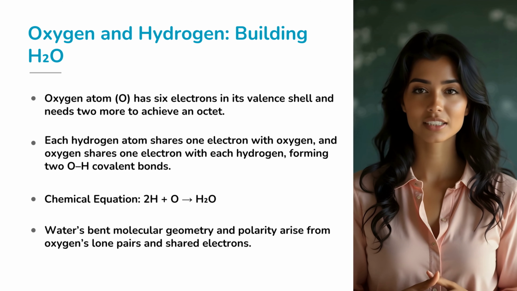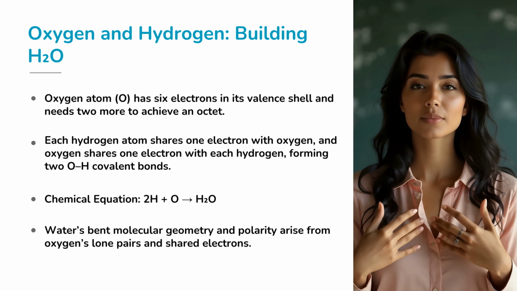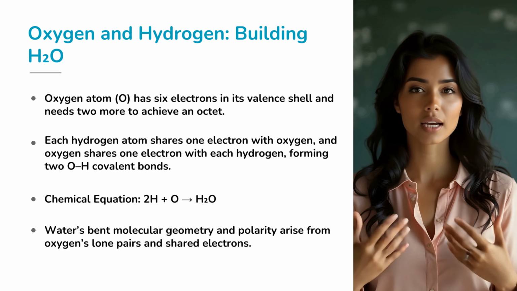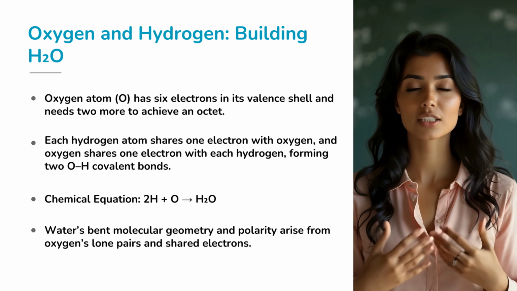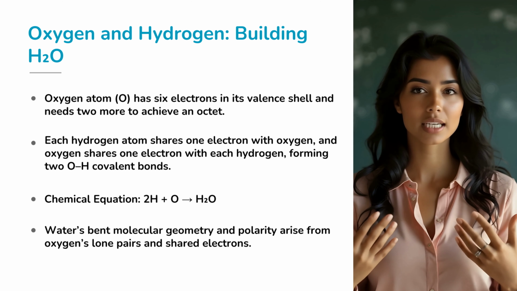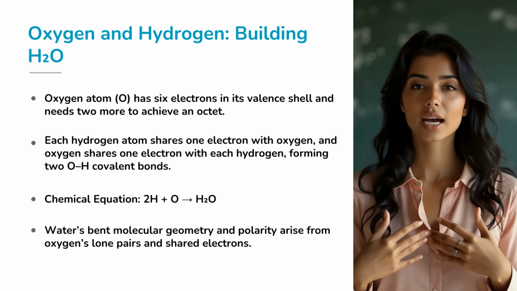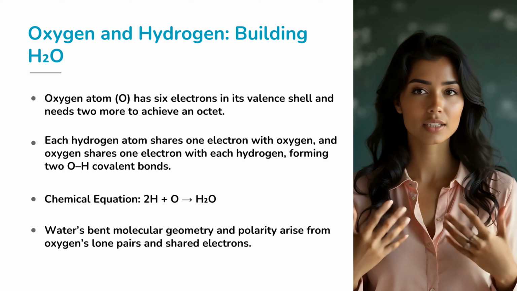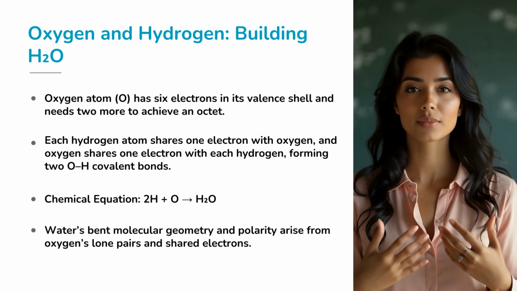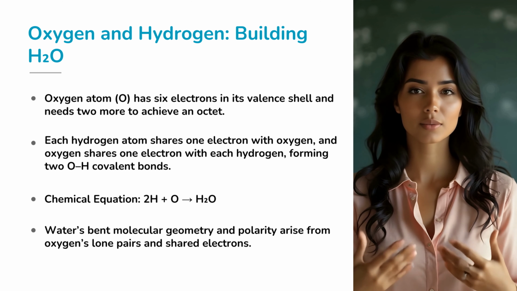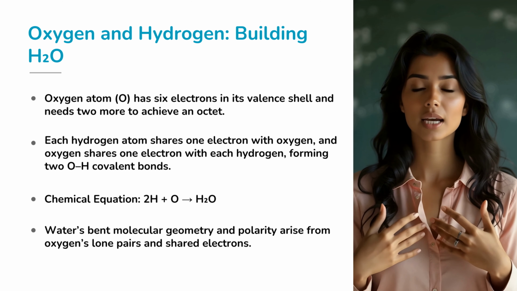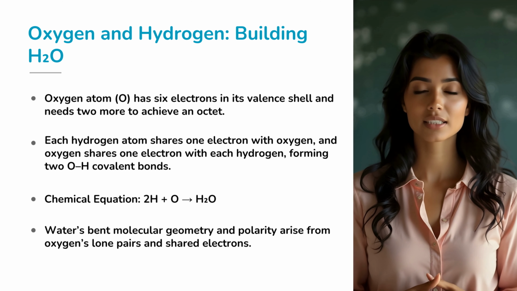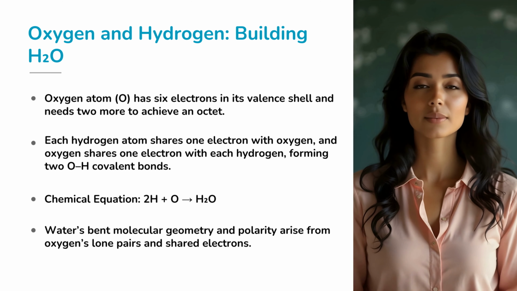Here's a reaction you witness every day, the formation of water. Oxygen atom, symbol O, has 6 electrons in its valence shell and needs 2 more to reach an octet. Each hydrogen atom brings 1 electron, and together they share electrons to form 2 O-H covalent bonds. The chemical equation is 2H plus O gives H2O, 2 hydrogen atoms plus 1 oxygen atom yield water. Water's unique bent shape and polarity come from the way electrons are shared and the lone pairs on oxygen. This explains so much about water's amazing properties.